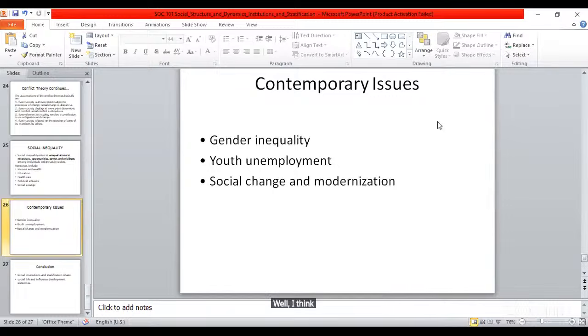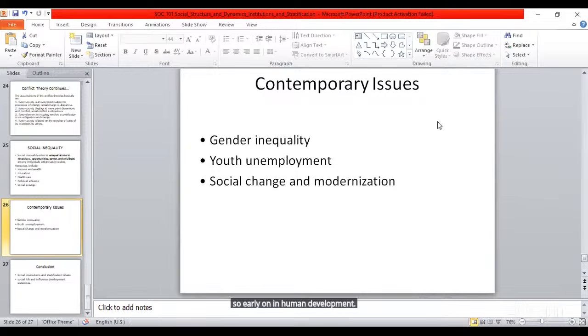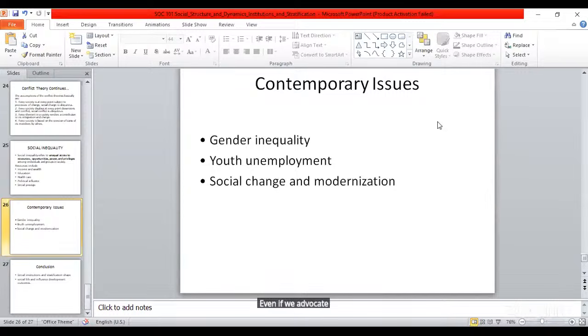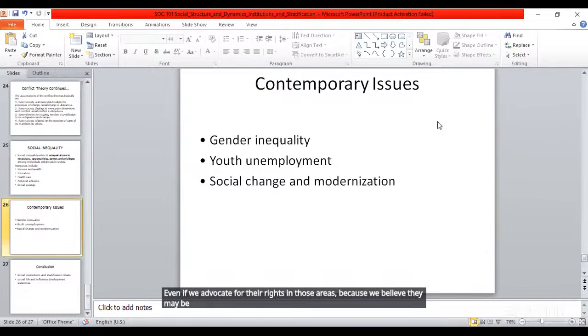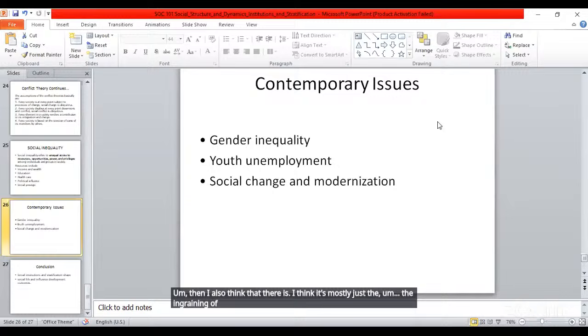Well, I think it is because it is something that has been deeply ingrained in us since time immemorial. Because gender roles were established so early on in human development, these things have followed us till now. It's hard for us to break away from the stereotype that women are unable to do certain things, even if we advocate for their rights in those areas, because we believe they may be too emotional or be carrying other burdens that will not suffice in a field such as politics. I also think it's mostly the ingraining of social norms in our minds. I think that's the main factor. Okay, thank you.